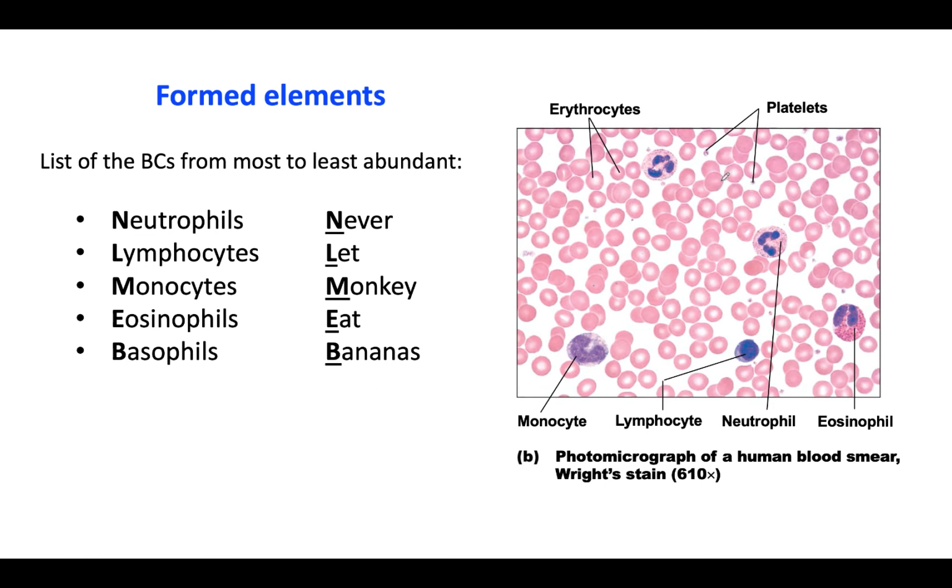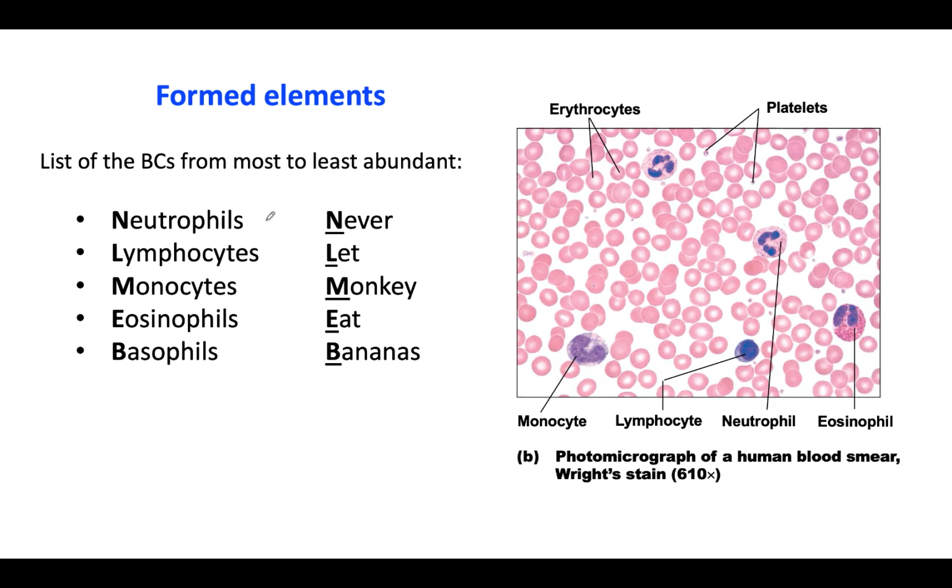When you look at this right panel, you can see a micrographic view of a formed element. So what kind of blood cells belong to the formed elements? This is an easy way to memorize. You just take the first letter from this sentence: Never let monkey eat bananas.